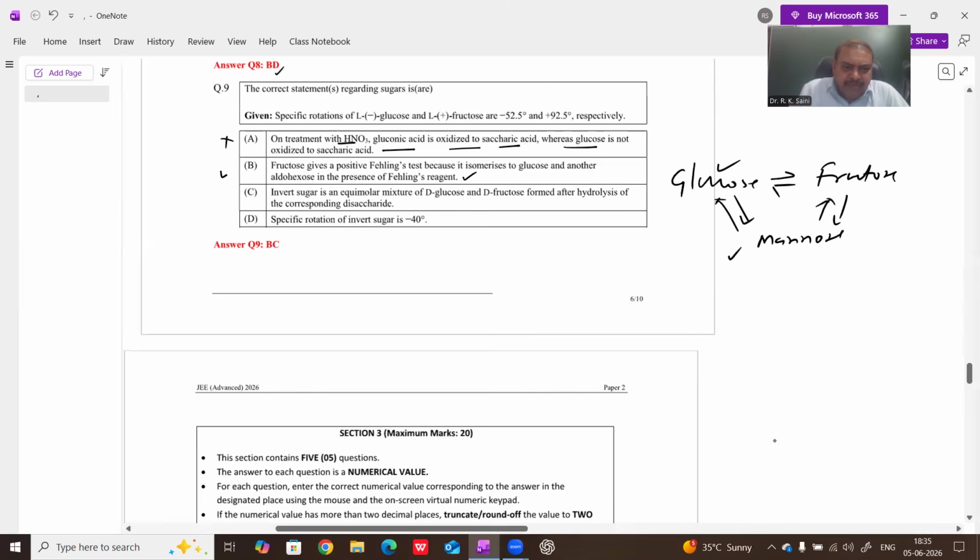It is a correct statement. Option C, invert sugar is an equimolar mixture of D-glucose and D-fructose, and after hydrolysis they give the corresponding disaccharide. It is a correct statement. For example, when sucrose is treated with dilute acid, then it gives D-glucose and D-fructose, and the sucrose is dextrorotatory, and after complete conversion the solution becomes levorotatory because the specific angle of rotation of fructose is greater than glucose, and hence the reaction is known as inversion.